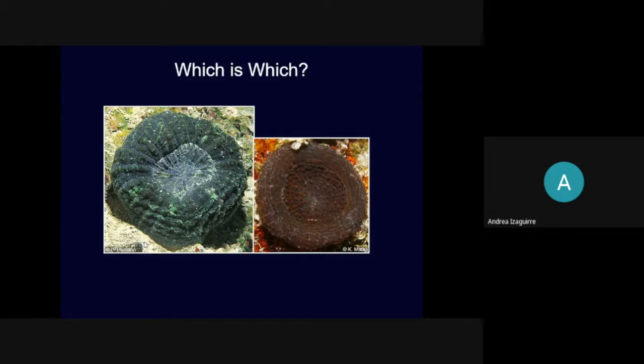Lacera is going to be a little bit bigger, but still it only grows to about 15 centimeters, and usually we find them a lot smaller than that. So we really don't take these ones into account in the surveys that we are doing right now. That's not to say they're not important.